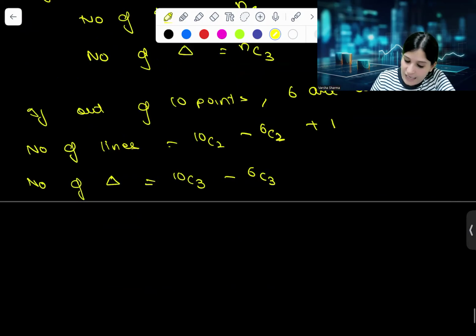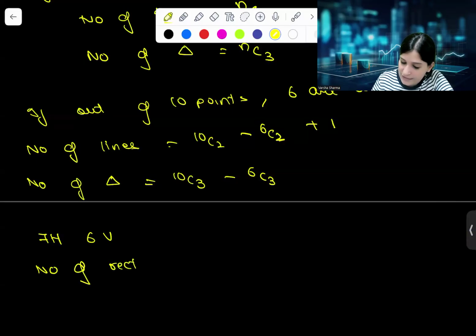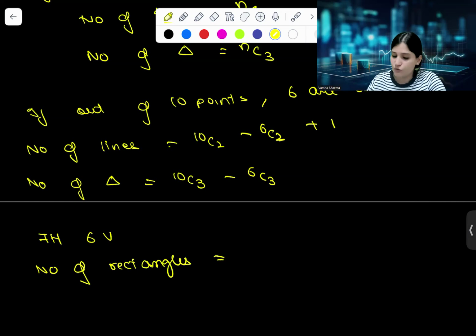Then if I have 7 horizontal and 6 vertical lines, then the number of rectangles that can be formed was: for a rectangle, I want 2 horizontal lines and I want 2 vertical lines. So choose 2 horizontal lines, 7C2. Choose 2 vertical lines, 6C2. I want both of them, so multiply.